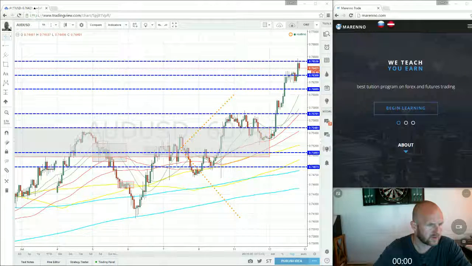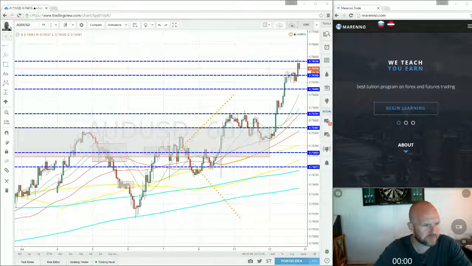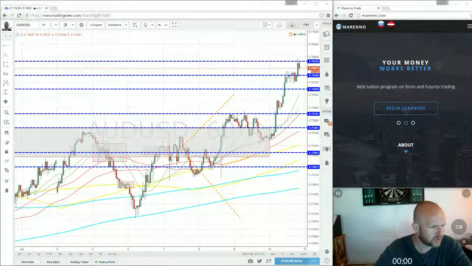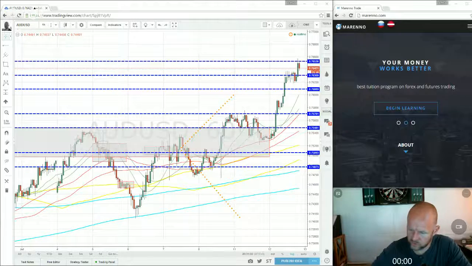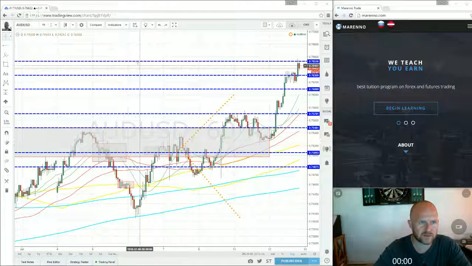0.7764, so it's like 60 pips towards. Yeah, that's what I will do. Well, I will place a sell limit order at 0.77 and a stop loss at 0.7725. Let's see what is going to happen during Asian session.